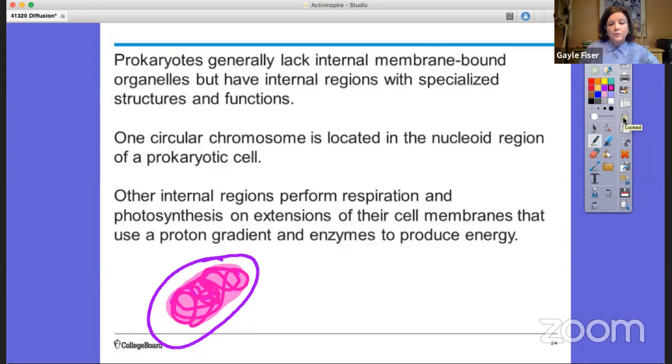Other internal regions perform respiration and photosynthesis on extensions of their cell membranes that use a proton gradient and enzymes to produce energy. So let me do an example. Say this is a prokaryotic cell with respiratory properties. Let's use that word. Then there are other internal membranes that they can have the respiration occur on. And same thing if this was a photosynthetic cell. There are other internal membranes where this happens.